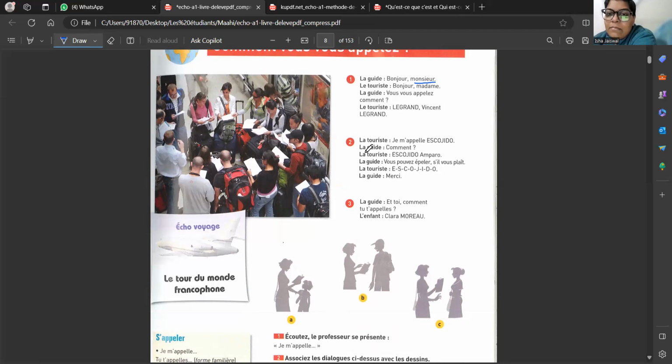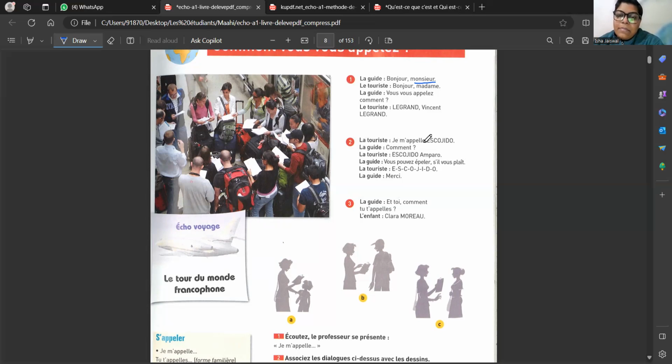The second dialogue is between both the females only, because I hope you remember these articles: la touriste, la guide. Now, la touriste is saying, Je m'appelle Escogido. Je m'appelle means my name is. So if you want to say your name, you'll say Je m'appelle and then your name. Now, Escogido is also a surname. So maybe it means my name only? No, Je m'appelle is my name is.